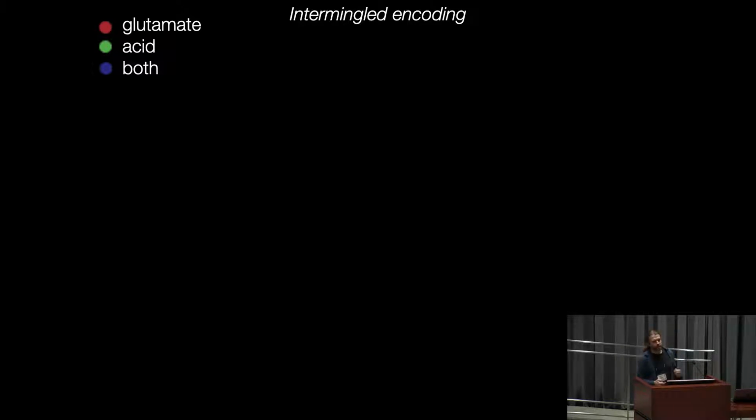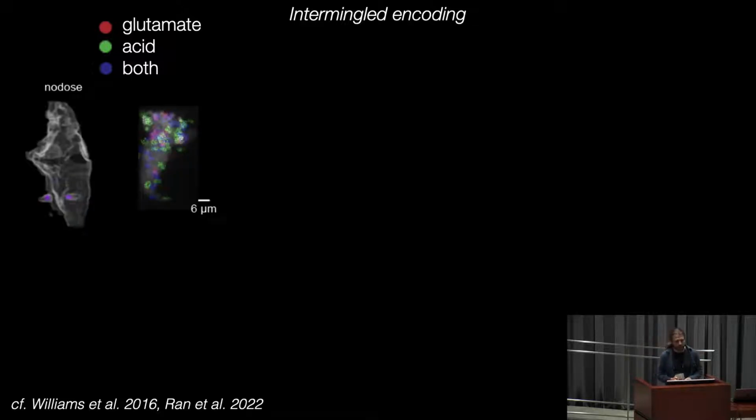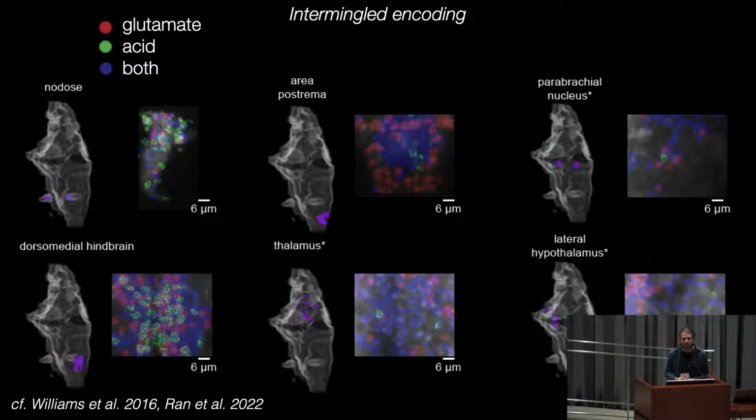And as an example, we took glutamate and acid and asked, are there neurons that respond to one or the other or both? And this is inspired by work from the Liberles lab. Here, we asked this question in the nodus ganglion, where you can see that there are some cells that code for one or the other, and some cells that respond to both. We could do this now across all the other brain areas where we see similar patterns, but in some areas there's a bias towards one type of representation versus another.